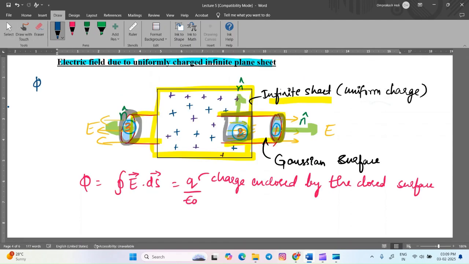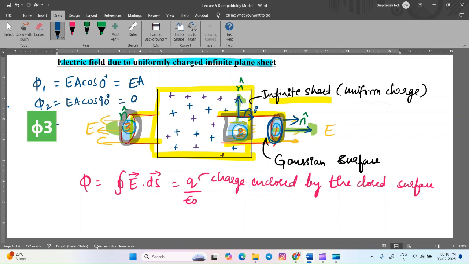Phi 1 on surface 1: E is acting in this direction, and the normal is also acting in this direction. That means it is EA into cos 0 degree, which is equal to EA. Phi 2: the normal is acting in the upward direction, whereas the electric field acts in this direction. It is making an angle of 90 degrees, which is EA cos 90 degrees, which is equal to 0.